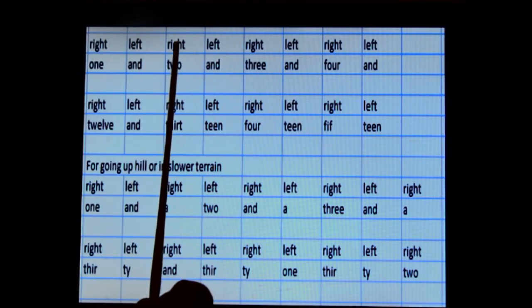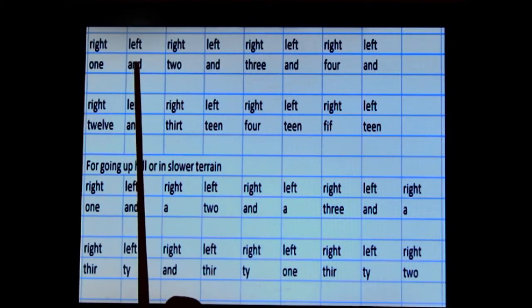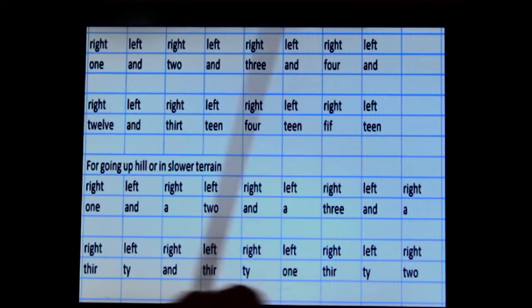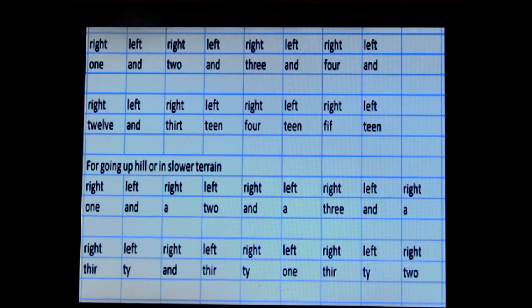Here we have right, left, right, left, right, left, right, left. 1 and 2 and 3 and 4, and that's the way we were doing it on the level. When we got to larger numbers: right, left, right, left, right, left, 12 and 13, 14, 15. When we're going up or uphill or in slower terrain, we have right, left, right, left, right, left, 1 and 2 and 3 and, or right, left, right, left, right, left, 30 and 31, 32. It's not actually all that difficult.